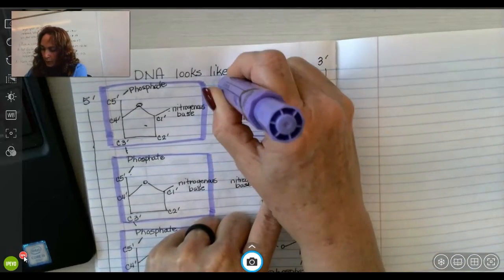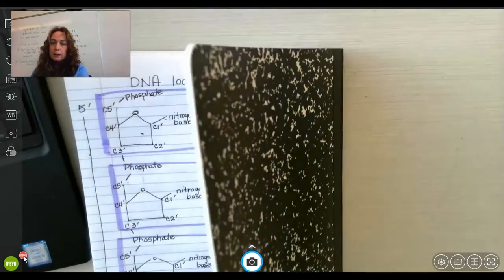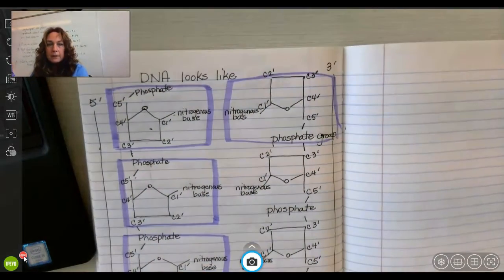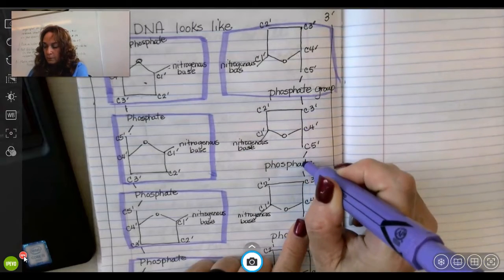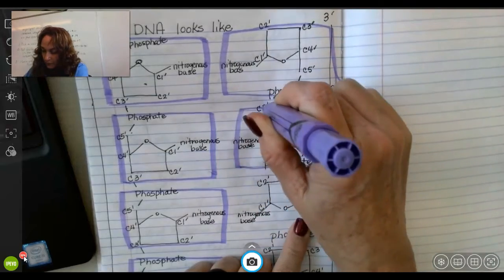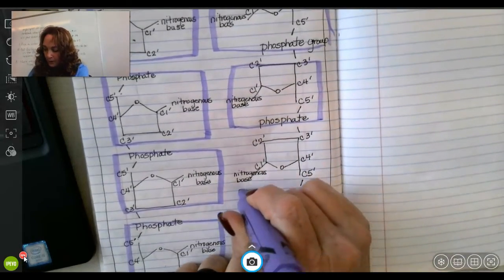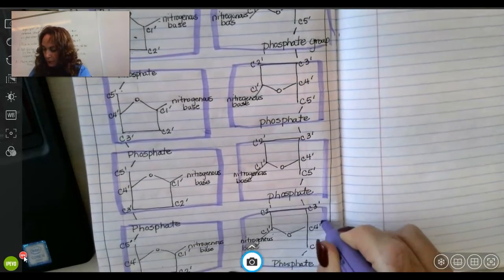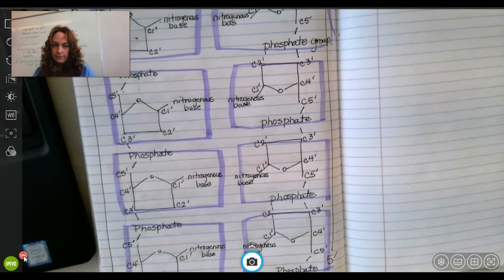This is going to be wonky, I'm like, seriously, look at that. Again, sugar, phosphate, nitrogenous base. So I'm going to catch the phosphate and then just run it along the edge of the sugar. Catch the phosphate, run it along the edge of the sugar. Good deal?